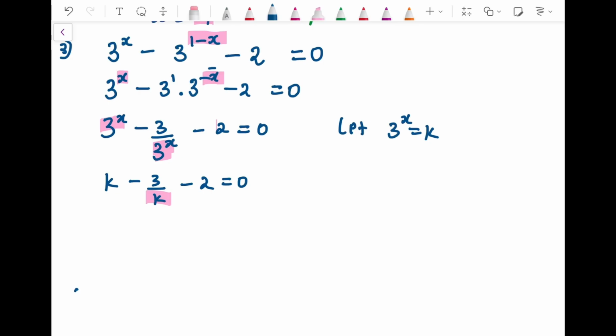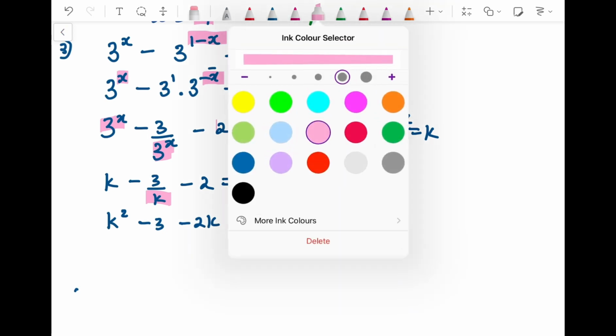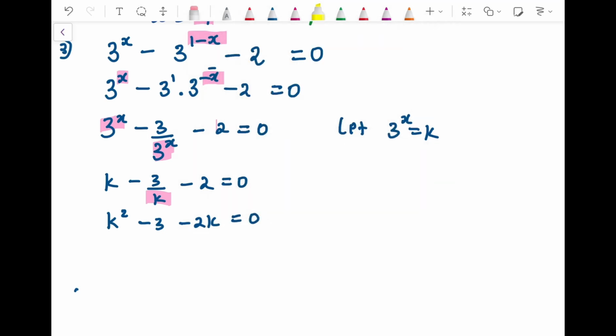So if I multiply k with k, I am going to have k squared. If I multiply negative 3 over k by k, I will remain with negative 3. If I multiply negative 2 by k, I will have minus 2k. This is equal to 0. I can see that the highest exponent here is 2.